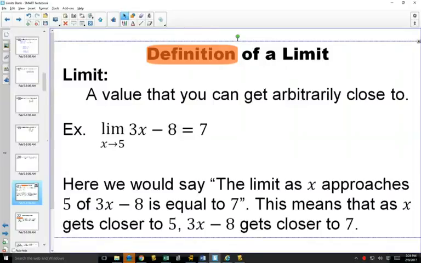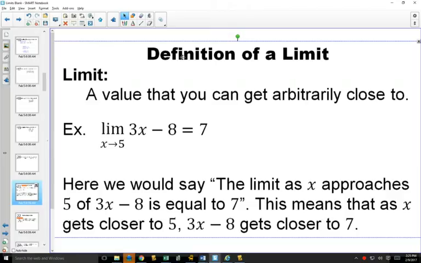We are starting out with the idea of a limit. And again, the idea of a limit is a value that you can get really, really close to. So here's our first look at what it looks like when a question has a limit in it, and what this means. I would read this question as the limit as x gets close to 5.